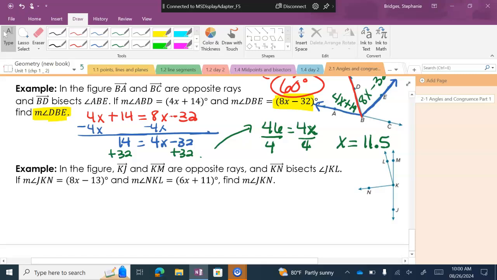Label everything it says in your picture. Decide what you're going to do to set up an equation to solve for x. And once you find out what x is, you're going to plug that back in to find out the measure of angle JKN.